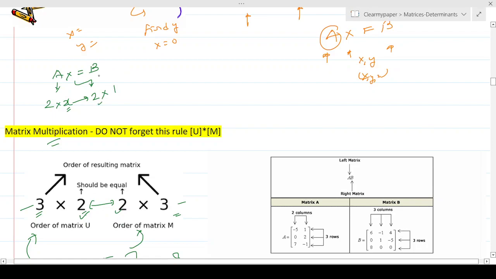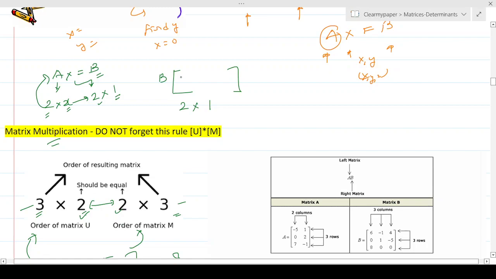And what will be the order of B itself, how many rows it will have, will depend upon the remaining 2 numbers on the other side, which is the number of rows on A, 2 rows. So this is going to be of order 2 by, and the number of columns on the other side. So we match the remaining 2: we take the rows of this and match with the columns. So it's going to be 2 by 1.